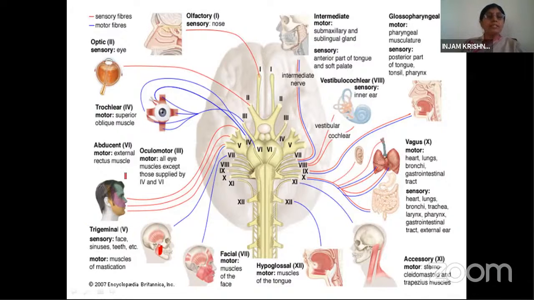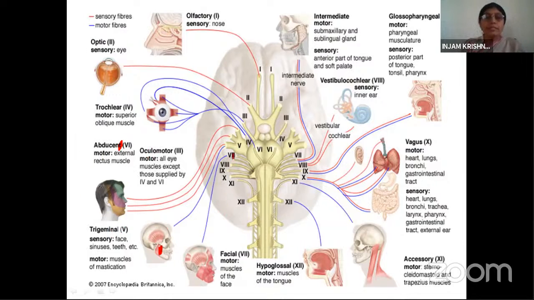And the sixth one is abducens, not abducent, here no T, abducens. Again it is connected with the eye. It arises from the rectus muscle of the eye and reaches the midbrain. This is abducens.